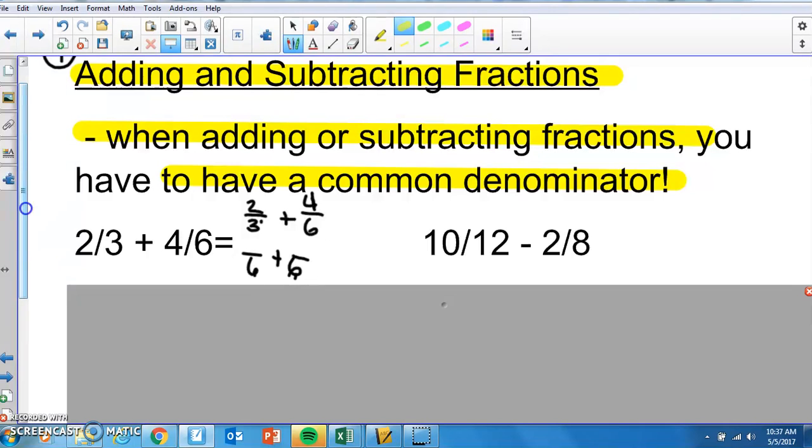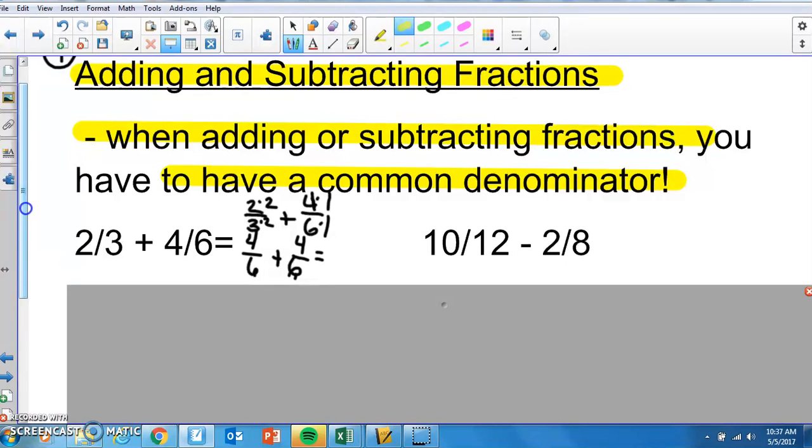3 times 2 is 6. So I'm going to apply this to the numerator, 2 times 2, to get 4. 6 times 1 is 6. So I'm going to multiply 4 times 1 on the numerator. So that now gives me 4/6 plus 4/6.